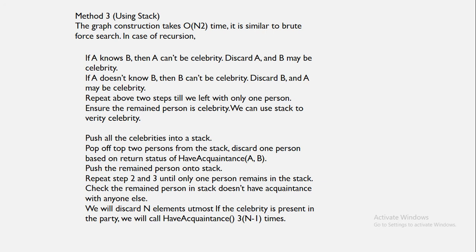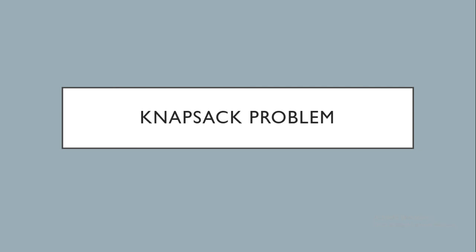So we will disregard n elements outermost. Why? If the celebrity is present in the party, we will call HasAcquaintance 3(n-1) times. So that's next thing. Knapsack is the last.